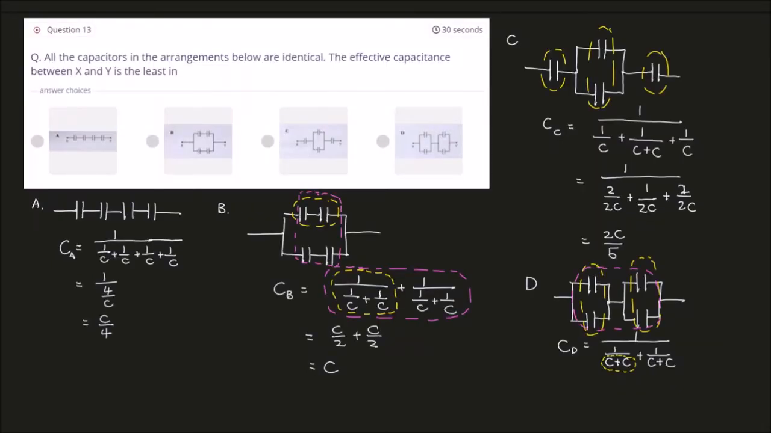If you bring them together, you end up with 1 over 2 over 2C, and that equals C. So with that said, the effective capacitance which is least will be, which one? I think it's A. 1 over 4 is smaller than 2 over 5.